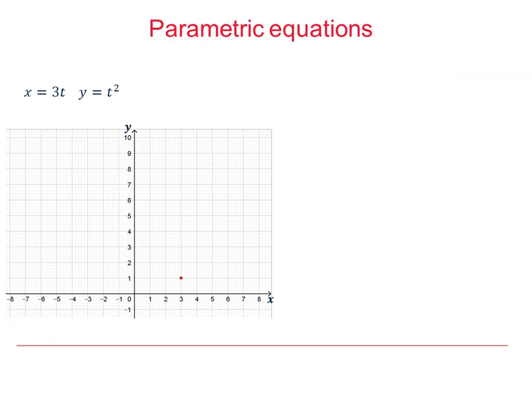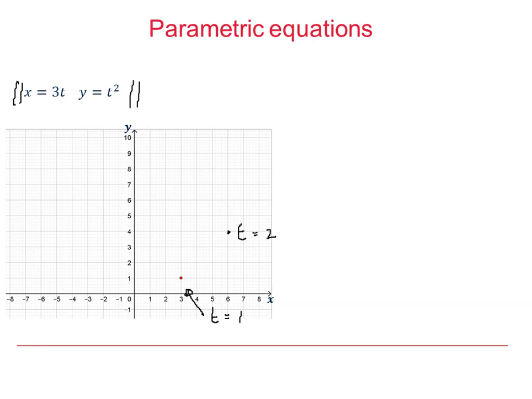Let's look at that idea in a little bit more detail. Here we've got parametric equations for x and y, so x is equal to 3t, y is equal to t squared. And you'll see here that there's one point being plotted. It's at x equal to 3 and y equal to 1. So that's when t is equal to 1. Now t can take literally any value. So we could have it when t is equal to 2. We would get x is equal to 3 times 2, which is 6, and y is equal to 2 squared, which is 4. So 6, 4 would be the point when t is equal to 2.